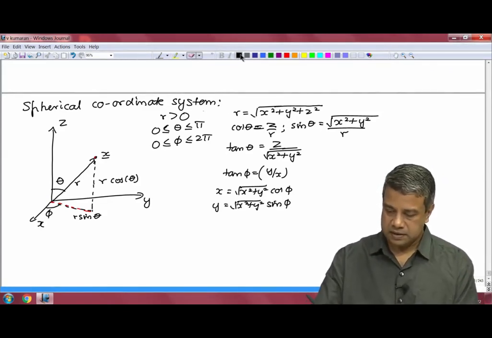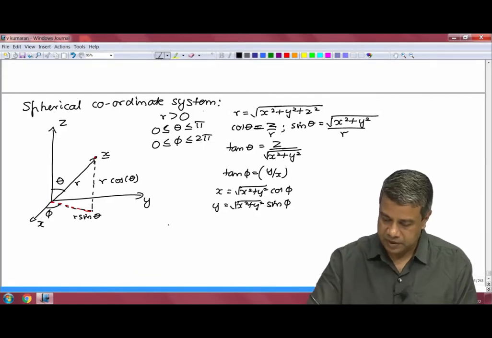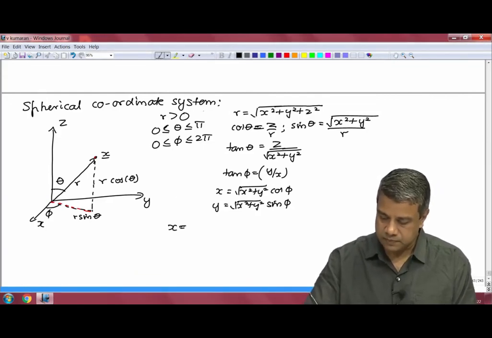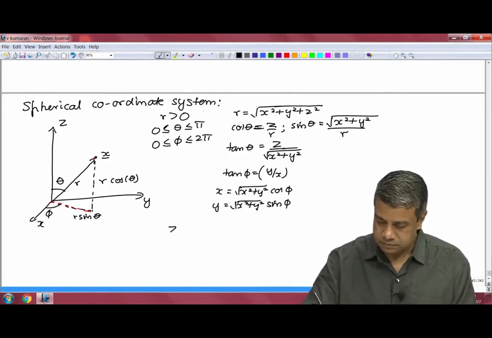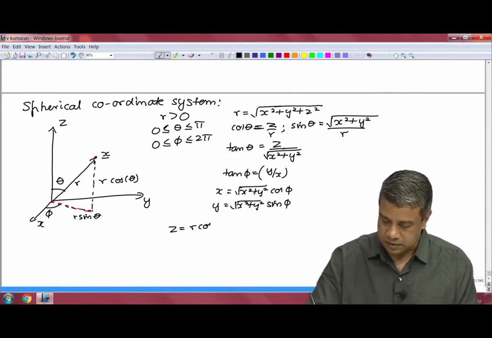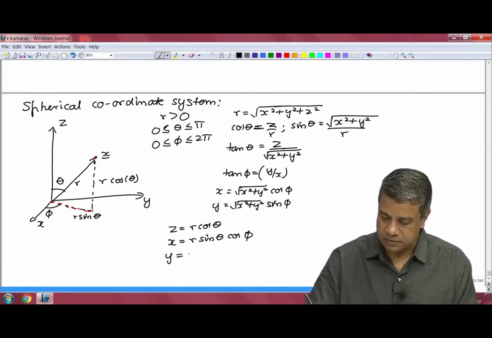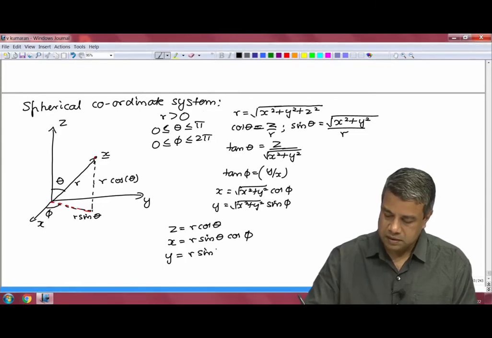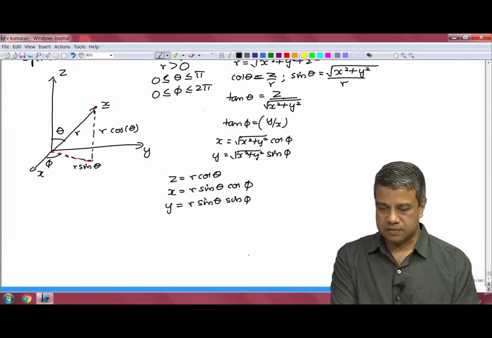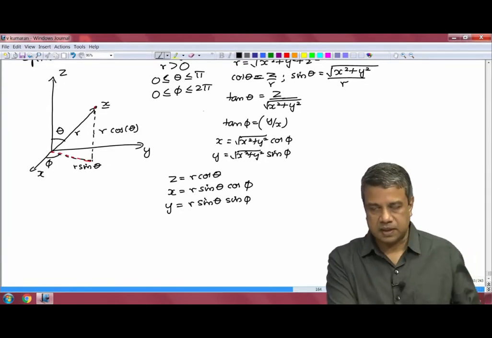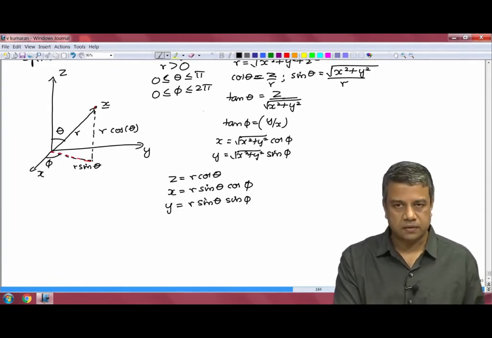The converse, I can write: z is equal to r cos theta, x is equal to r sin theta cos phi, and y is equal to r sin theta sin phi. So, these are the relations between the Cartesian coordinate system and the spherical coordinate system.